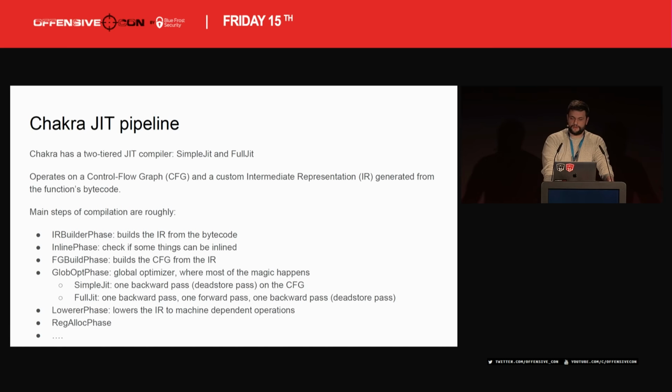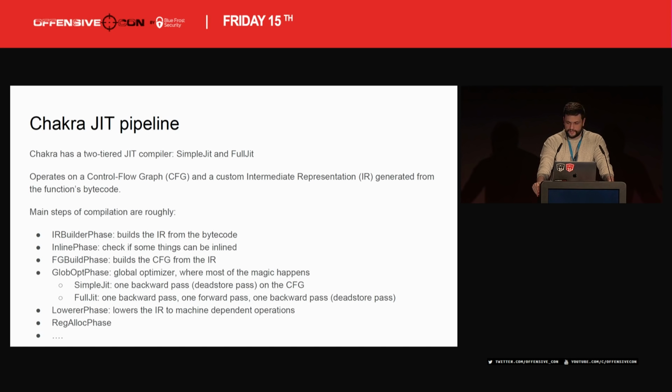Chakra has a two-tier JIT compiler. The first one is called simple JIT. Second one is called full JIT. We'll solely focus on full JIT because this is the one that does the most optimization, so it's the most interesting one as a security researcher. It basically operates on a CFG and a custom intermediate representation that's being generated from the bytecode.